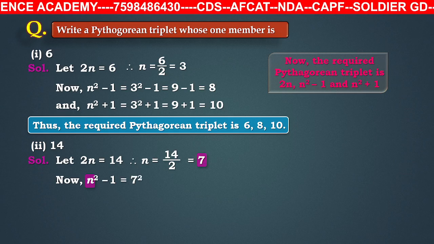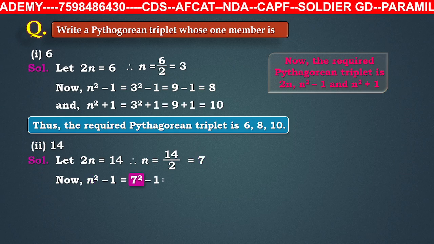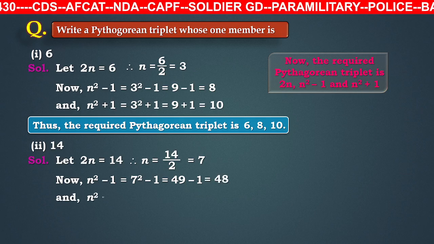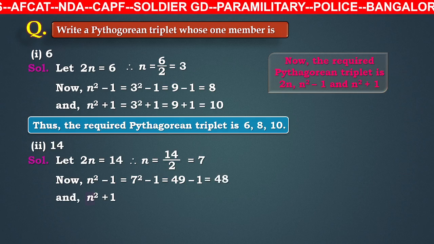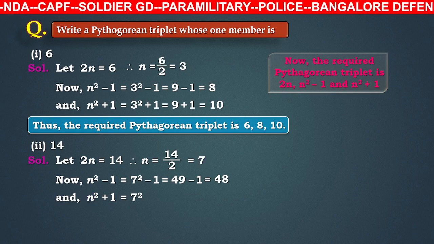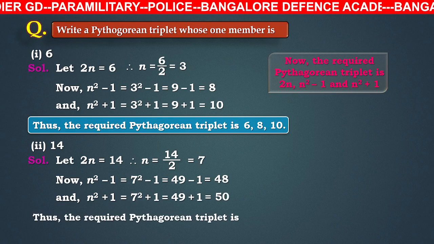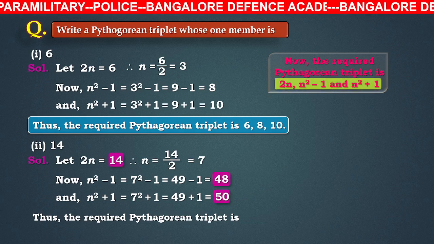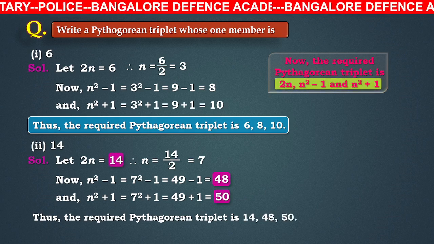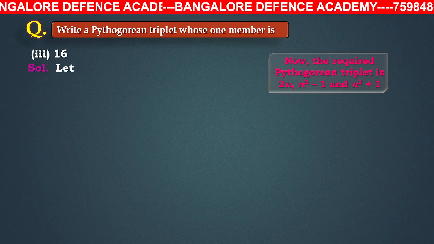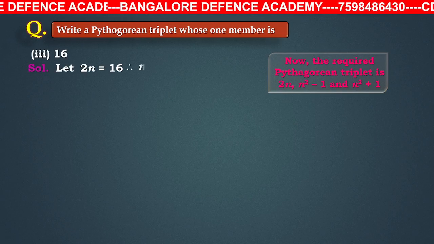So I take 7 square minus 1, that gives me 49 minus 1, that is equal to 48. Next you have n square plus 1, that is 7 square plus 1 is equal to 49 plus 1, which gives me 50. So the Pythagorean triplets are 14, 48 and 50.